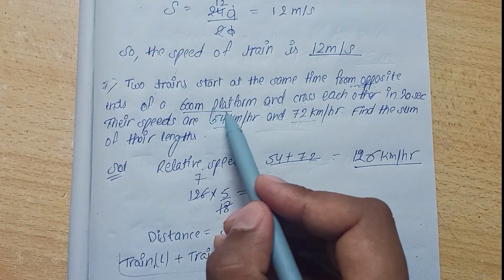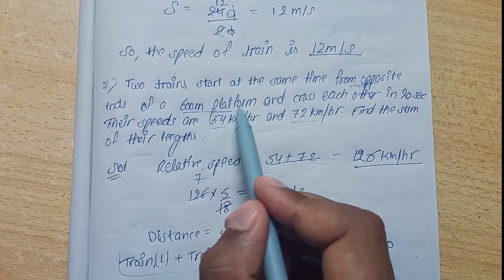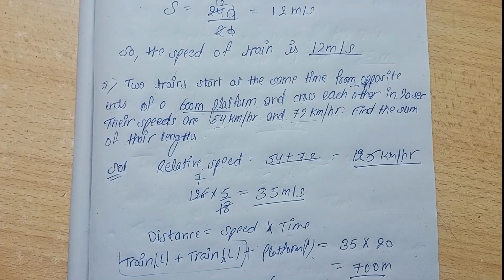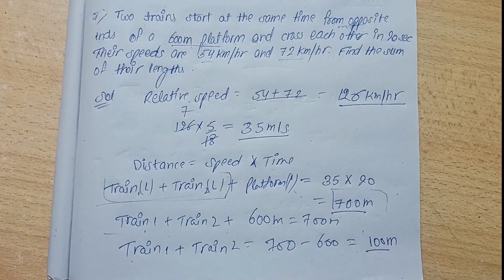But here the trick is platform is given. So whenever the platform is given in the question, the distance will become the sum of the length of the train plus the platform length, and from this we will calculate the total distance traveled by the train, and to calculate the length of the train we need to subtract the platform length, and we got 100 meters. So that's all in this problem.